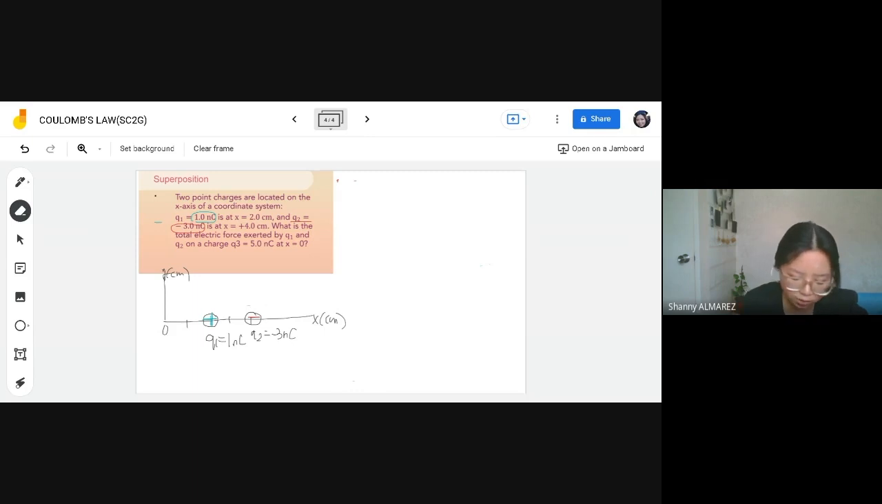Okay. Lastly, for the last charge, it is located on the origin. Okay, charge 3 is on the origin. And it contains positive charge. So, positive siya ulit. And this time, ang amount niya ay 5 nanocoulombs. Now, the question here is, what is the total electric force exerted by Q1 and Q2 to the third charge?